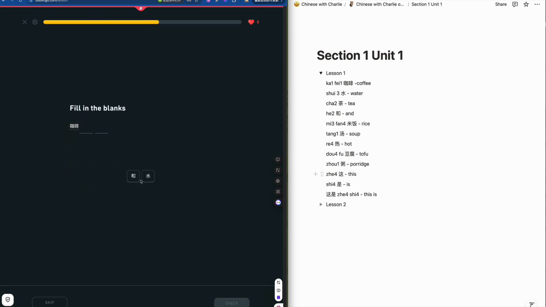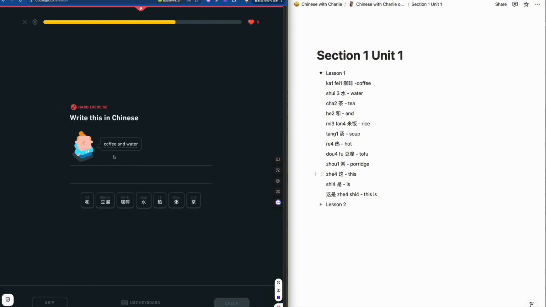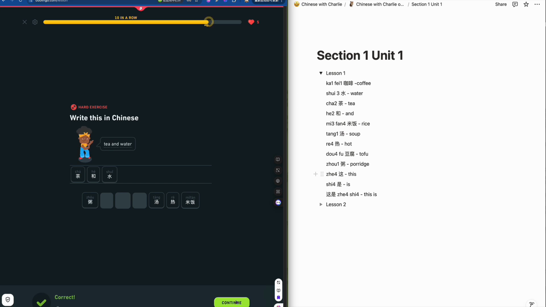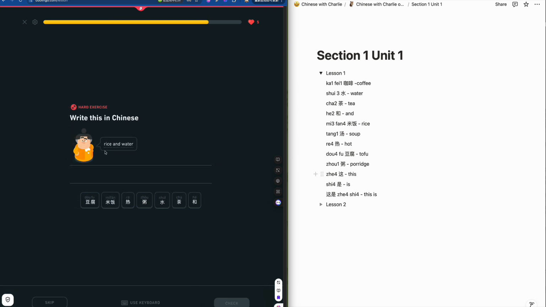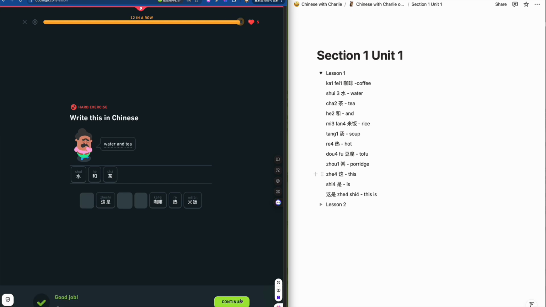咖啡和水, coffee and water. 茶和水, tea and water. 米饭和水, rice and water. 水和茶, water and tea.